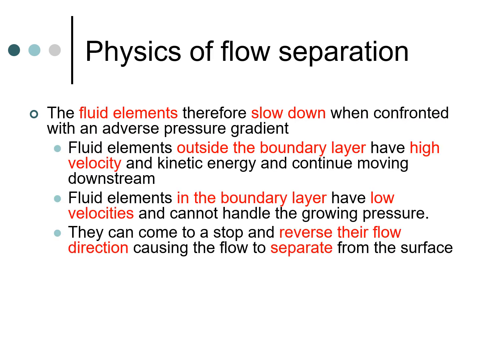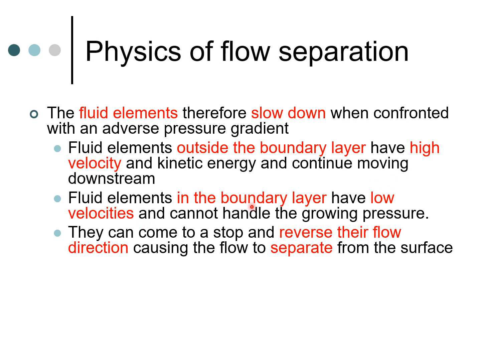So the fluid elements therefore slow down when confronted with this adverse pressure gradient, and the fluid which is outside the boundary layer has high velocity. Remember, it is pretty far away from the surface, whereas at the surface the fluid elements have zero velocity. So what happens is that they continue to move downstream. They have enough velocity, so they do not care about the slowing down.